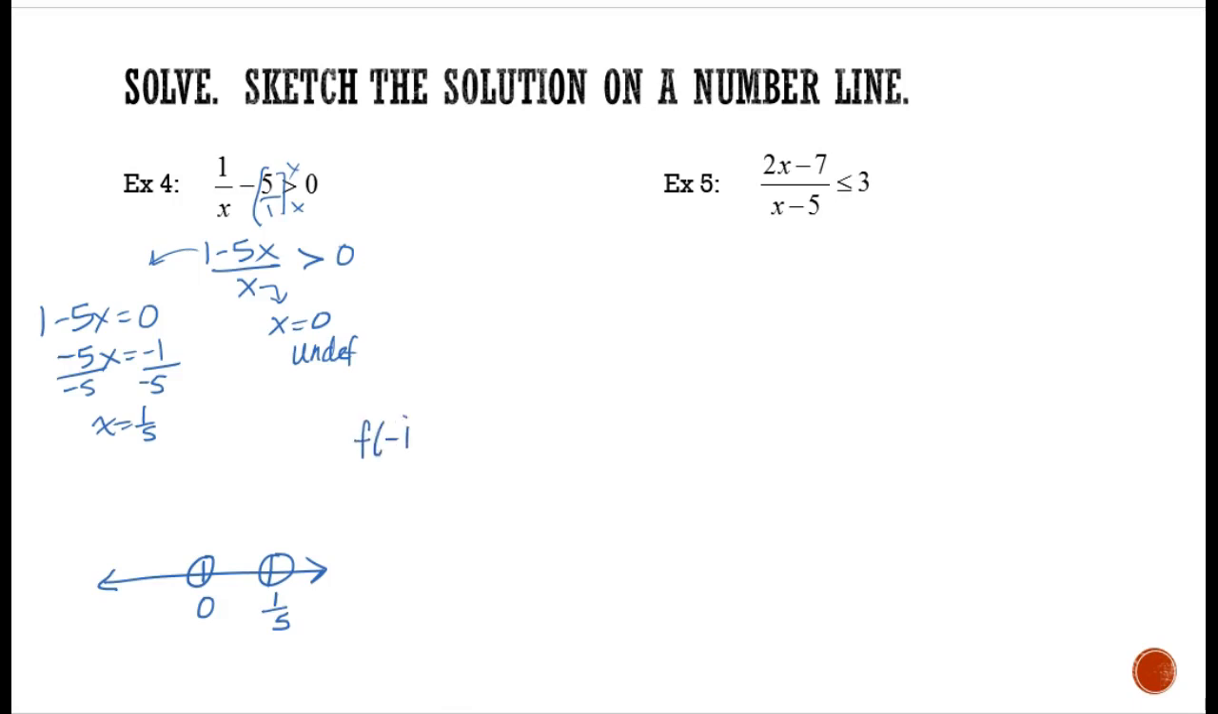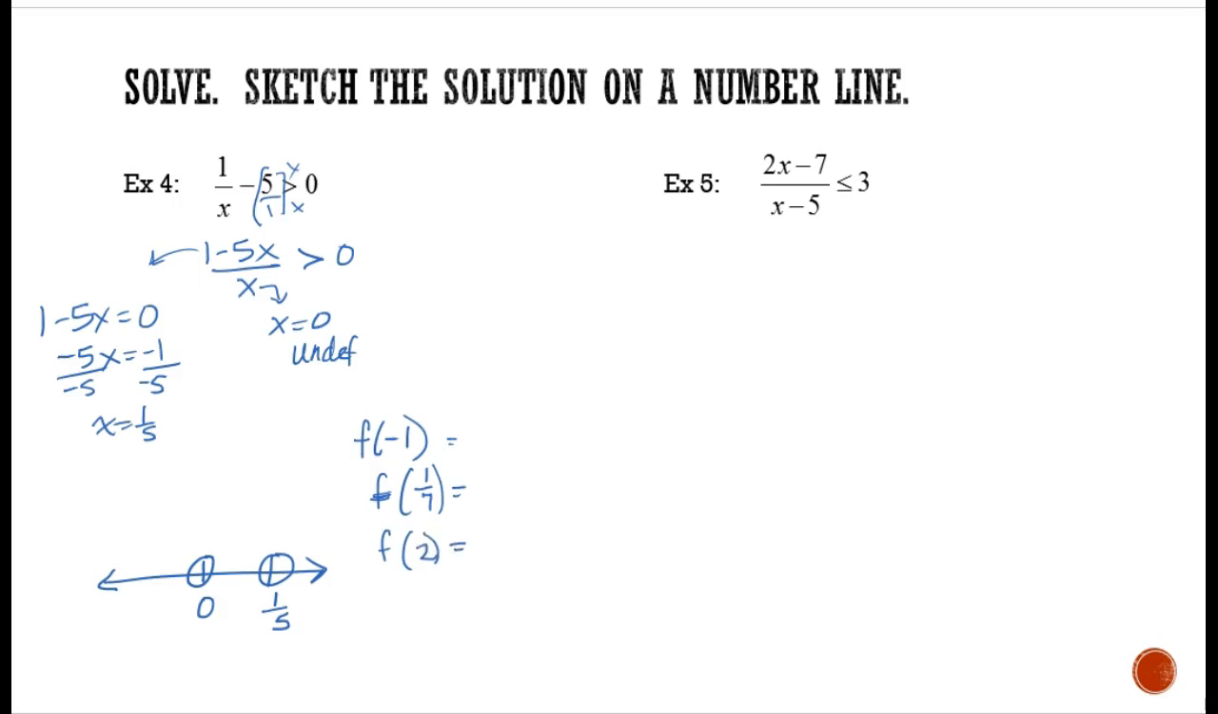So I'm going to pick a -1. I'm going to pick something in between 0 and 1/5, a smaller fraction, like 1/7, and let the calculator do it for you. And then something over here to the right, pick a big old whole number, it doesn't matter.